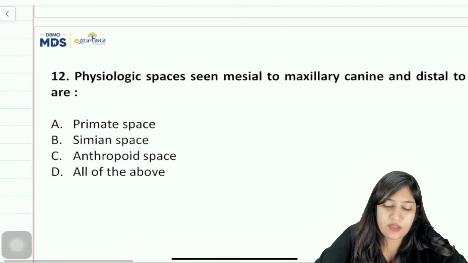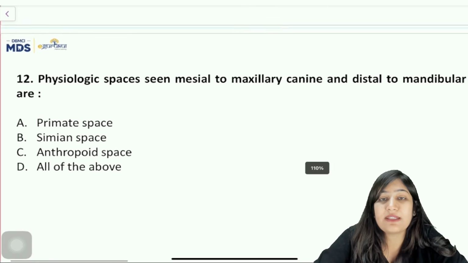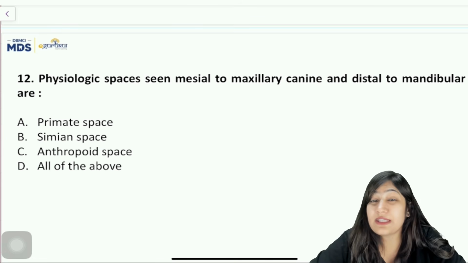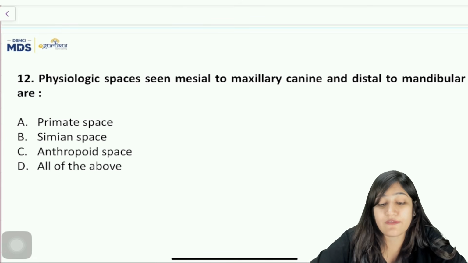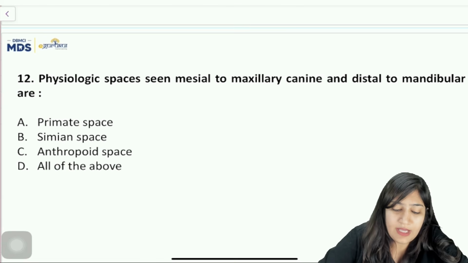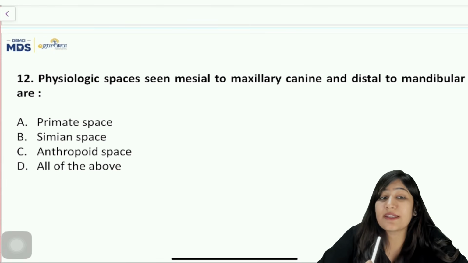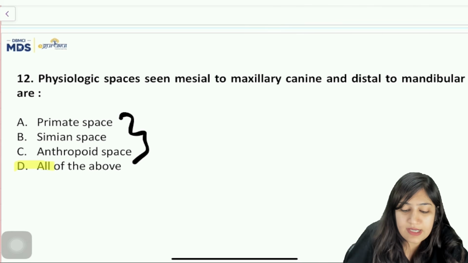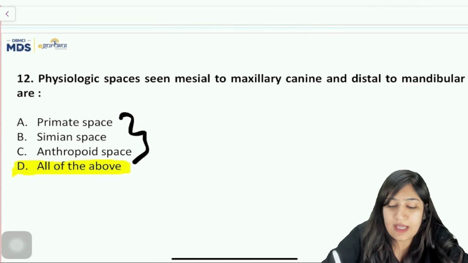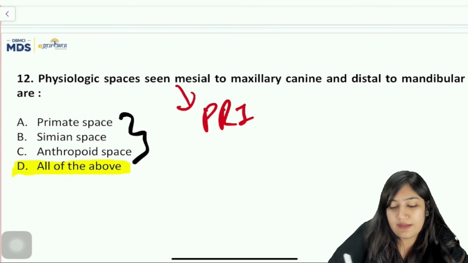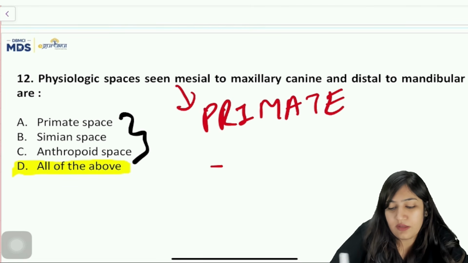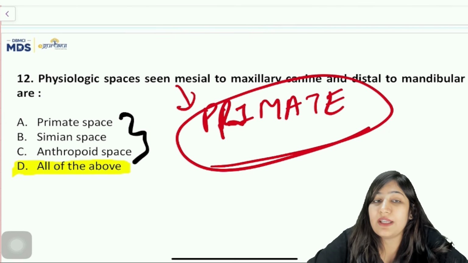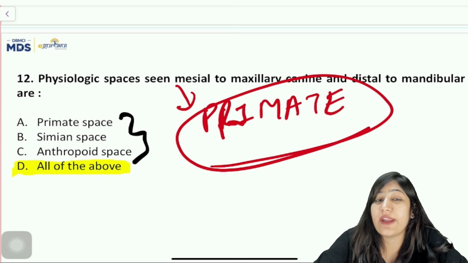Coming to our next question. Physiologic spaces seen mesial to the maxillary canine and distal to the mandibular canine, are they primate spaces, simian spaces, anthropoid space, or all of the above? Basically, they are primate spaces, which are known as simian or anthropoid spaces. So all the 3 options are correct here. The correct answer is all of the above. These are generalized primate spaces, also known as simian space or anthropoid space.